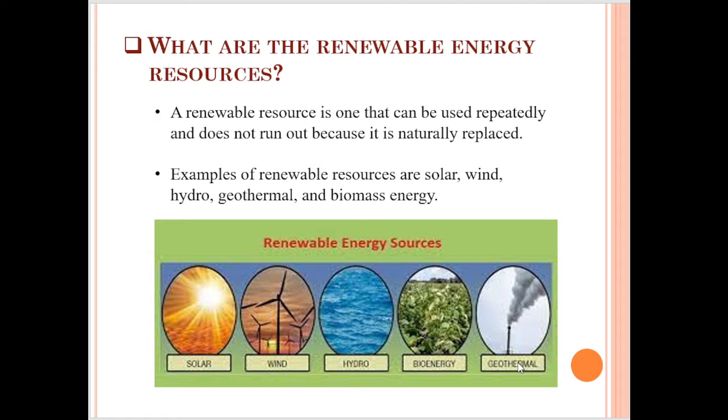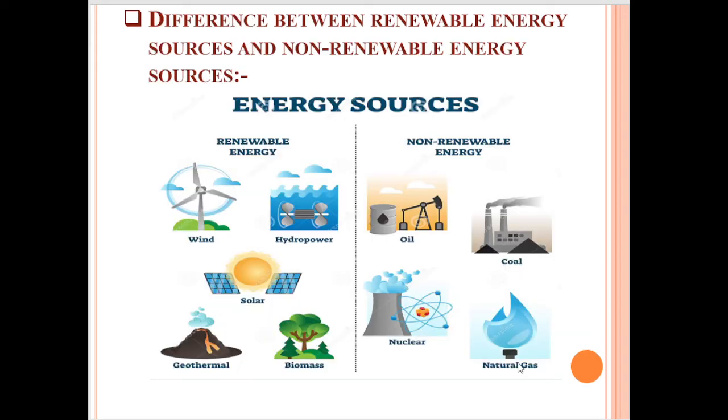Next, we will see the difference between renewable energy and non-renewable energy sources. The diagram shows the examples of renewable energy sources are wind, hydropower, solar, geothermal, and biomass. The examples of non-renewable energy sources are oil, coal, nuclear, and natural gas. Renewable energy sources are freely available and an abundant source of energy as compared to non-renewable energy sources.